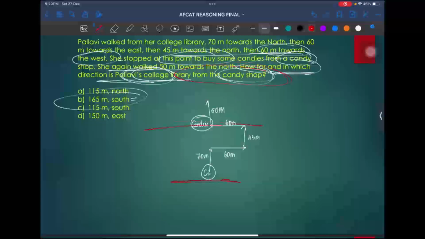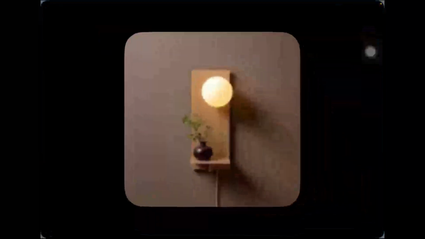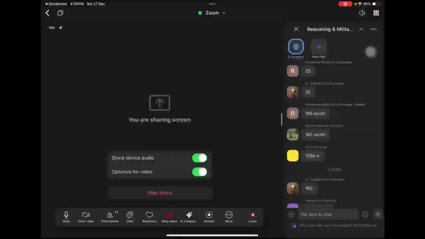They are asking from this point, the candy shop, what is the distance between the candy shop and Pallavi's college library? So from here it is 70 plus 45. 70 plus 45 is equal to 115. And from the candy shop, Pallavi's college library is towards south. So 165 is the answer from the top position.